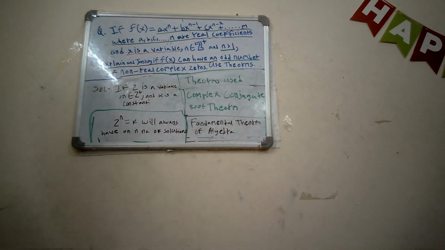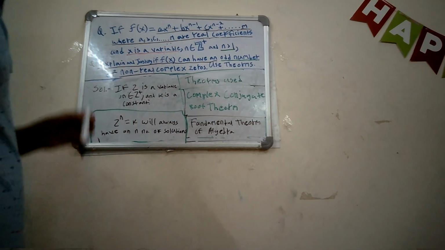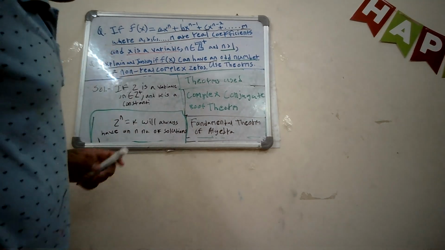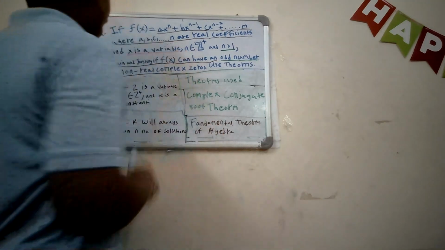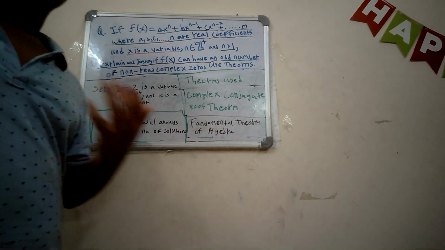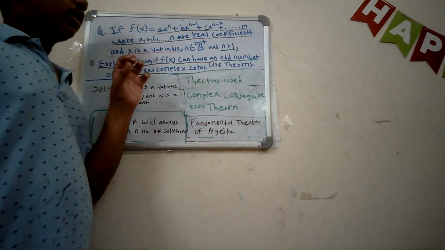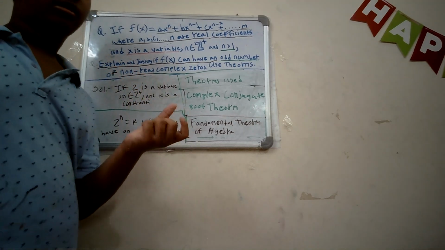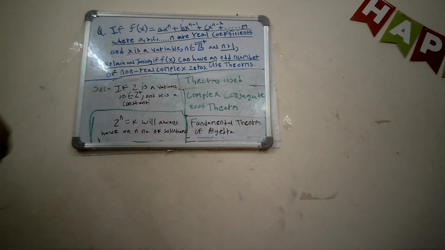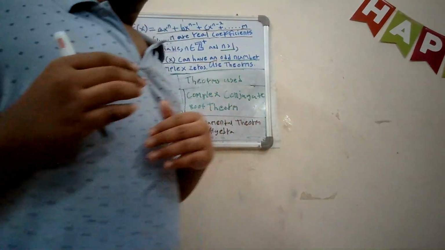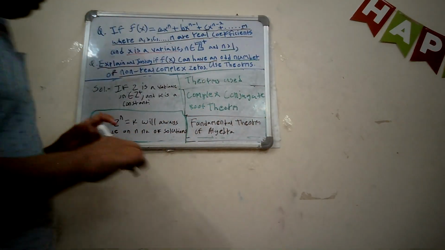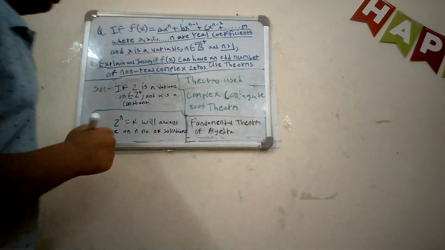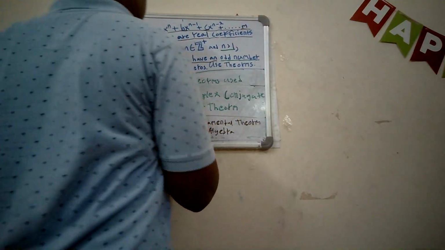Zeros, if it's equal to 0. So it's not even possible. If it did have a non-real complex root, it would always come in conjugate pairs, because the roots would always come in conjugate pairs, as I explained in the complex conjugate root theorem. So this is pretty much it for the video.